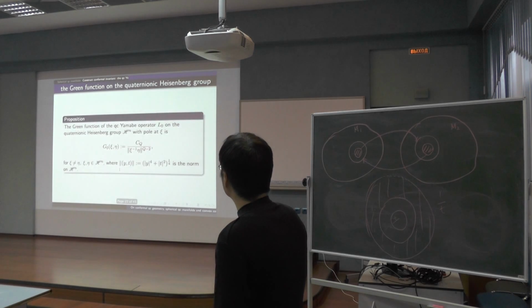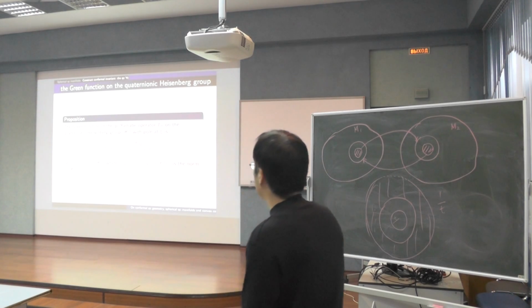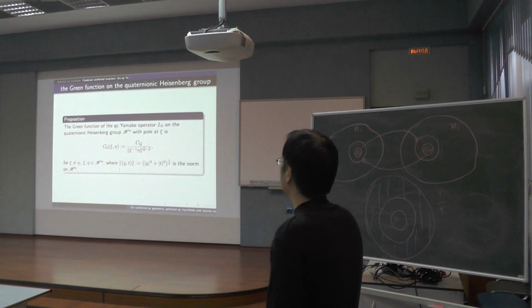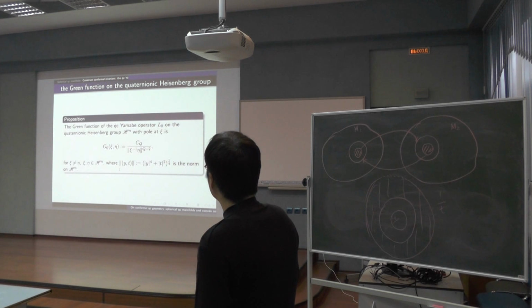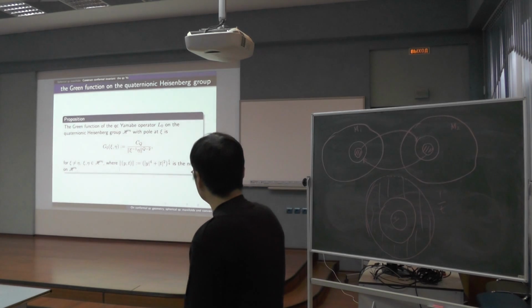Because L is not invariant, it's just covariant, and the G tilde is also covariant. So where is the invariance here? This is the Green function, just the fundamental solution to the Laplacian, because in the Quaternion-Heisenberg group the scalar curvature is 0. The Yamabe operator is just the sub-Laplacian. This is essentially known from Kaplan, but here we can just check it directly by calculation. So it's the usual Green function. The power is Q minus 2, Q is the homogeneous dimension, and this is the norm of the Quaternion-Heisenberg group.